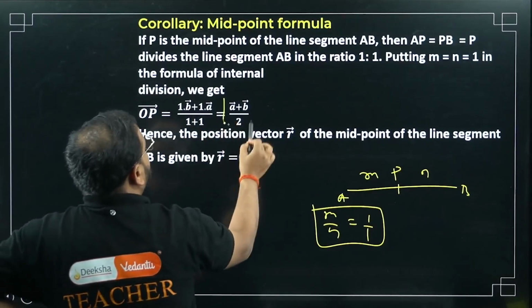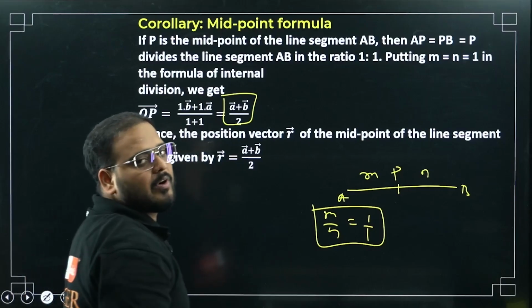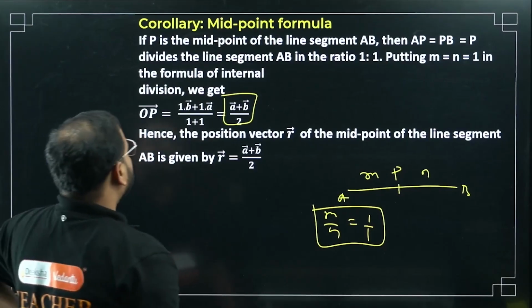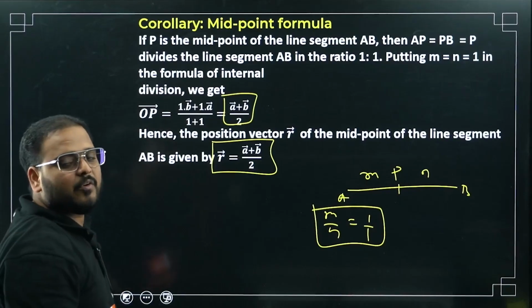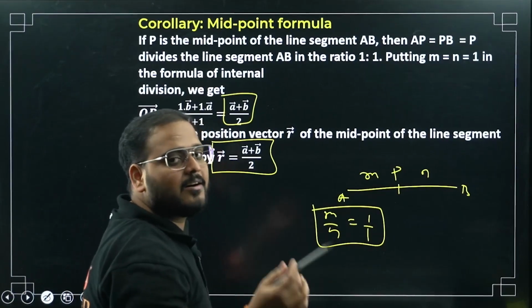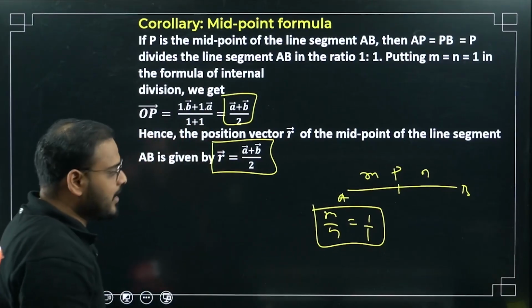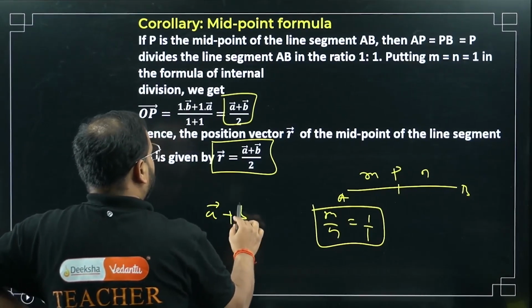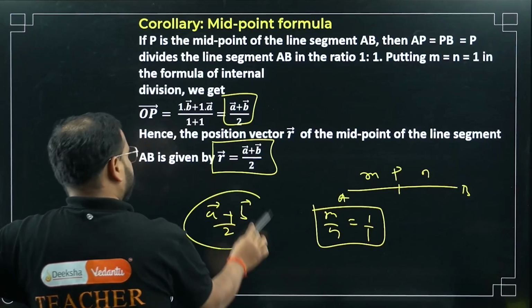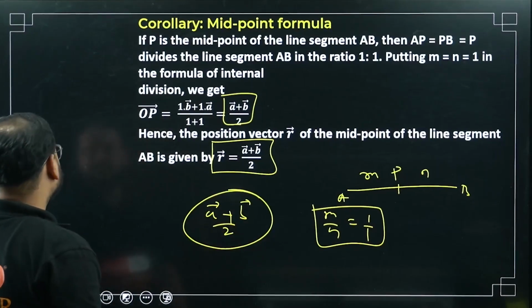I'll get the answer to be vector A plus vector B upon 2. Okay, then the position. So this is very simple. The position vector of the point P, which is creating a midpoint for the vector AB, will be given by vector A plus vector B upon 2. Simple enough. Moving on.